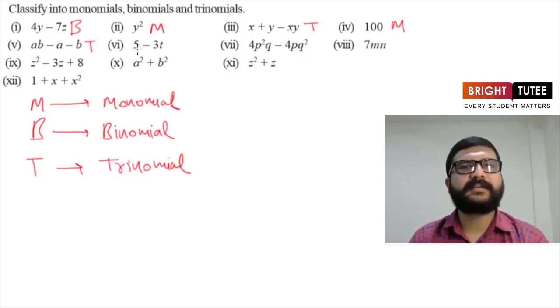And then we are having 5 minus 3t. We are having two terms here. The first one is 5 and the second term is minus 3t. So two terms means it is a binomial.